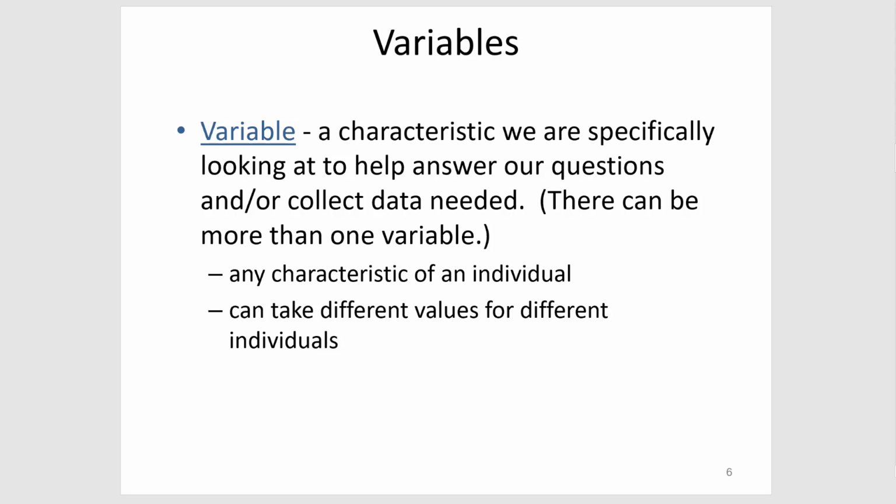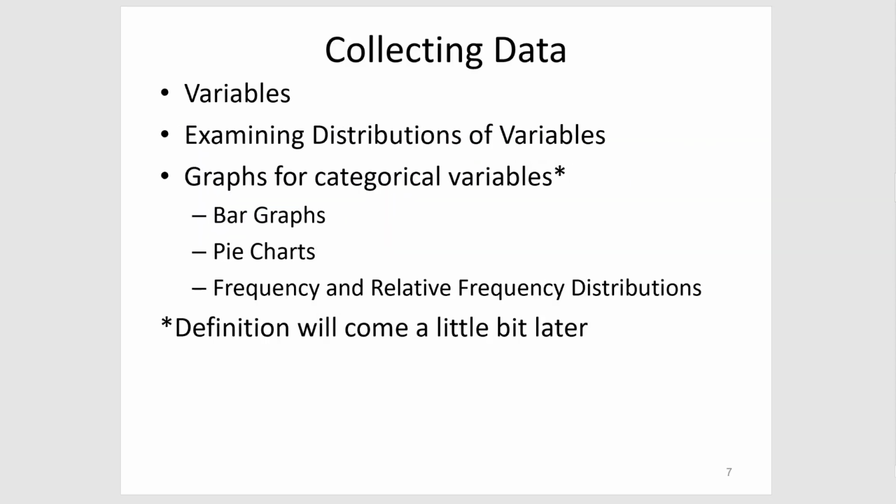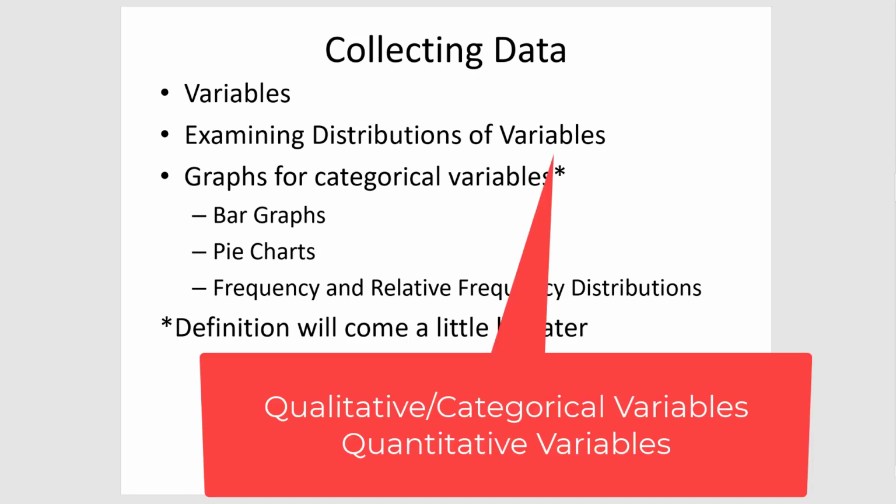One more characteristic of the individuals. So a variable is a characteristic we are specifically looking at to help us answer our questions and or collect data needed. So they can be any characteristic of the individual. It can take on different values for different individuals. So when we're collecting data, of course, we have to look at these variables, examine distributions of the variables we just collected. Now there are different types of variables. We talk about categorical and quantitative.